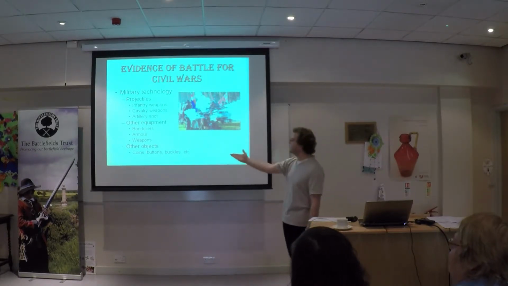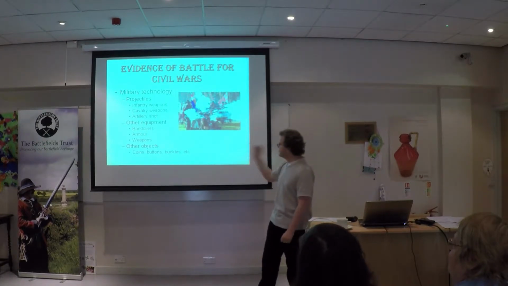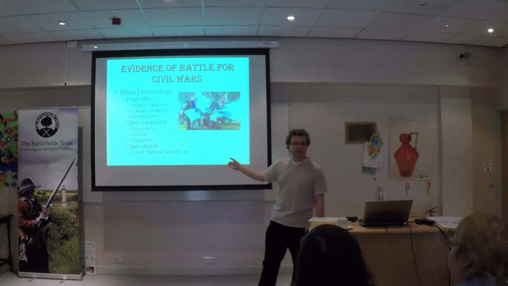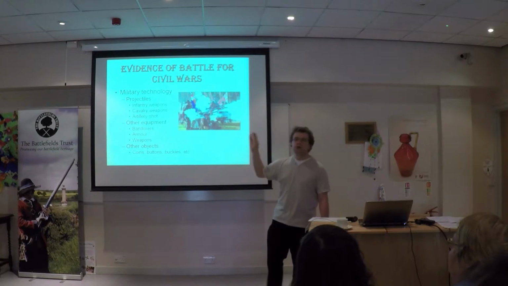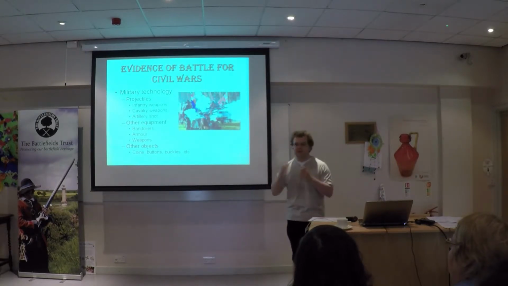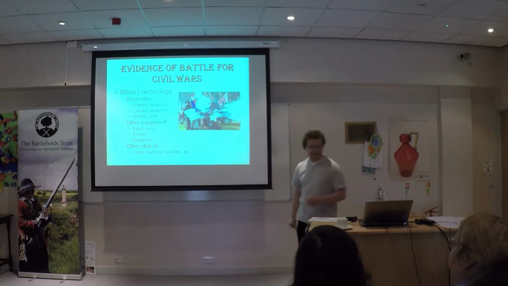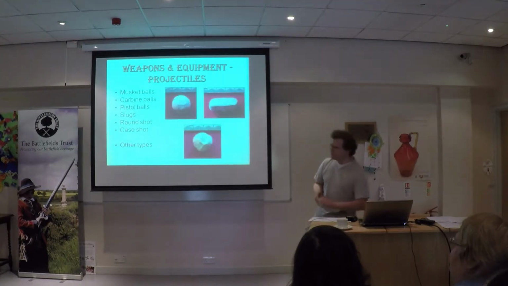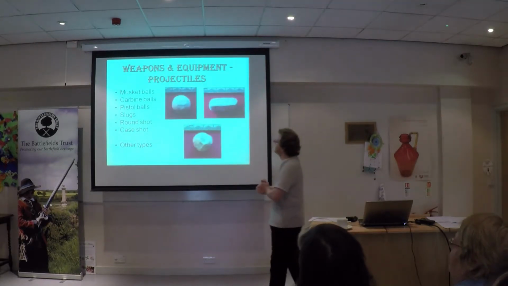So you might get contemporary coins, you might get concentrations of buttons and buckles. It's very hard to date the latter two, and coins could just be dropped in the field. There's no definite way of saying this is there from the battle. So interpreting that is somewhat more difficult.